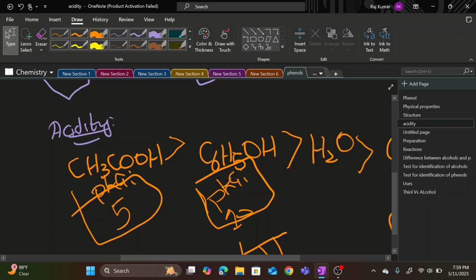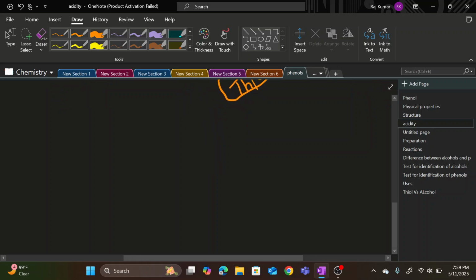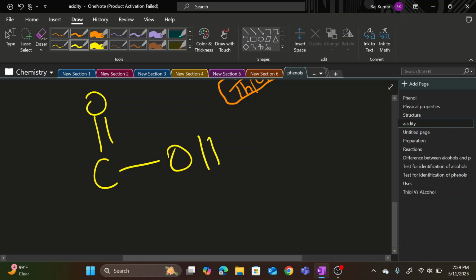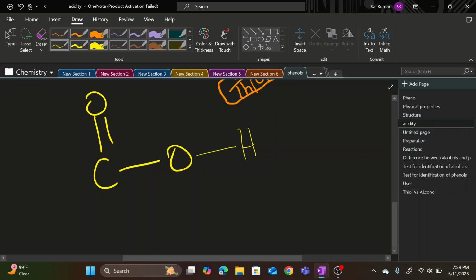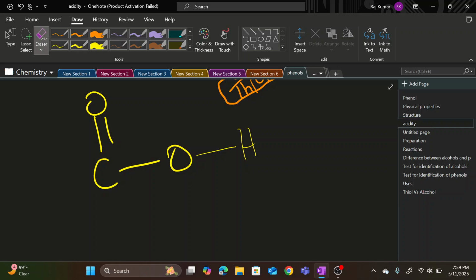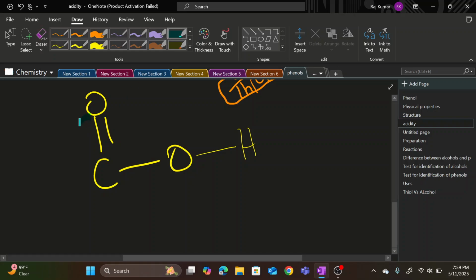But they are not that acidic as carboxylic acid. The reason behind it is that if you look at the structure of carboxylic acid, it has two oxygens which are giving electrons to this carbon. There is one oxygen over here which is giving its electron to the carbon, and another oxygen which is here, which has its electron density here.